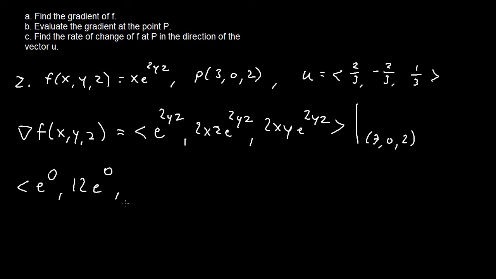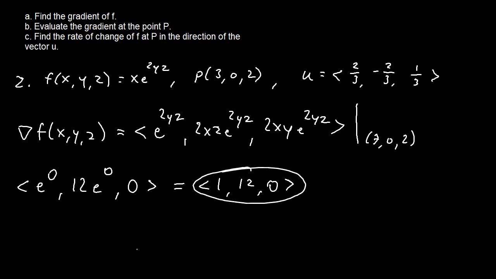And then we have, 2 times x times y. The y value is 0, so we have 0 times e to the 0, which is also going to give us 0. So if I simplify, e to the 0 is 1, 12 e to the 0 is 12, and 0 is obviously 0. So that is going to be the gradient vector evaluated at the point (3, 0, 2).